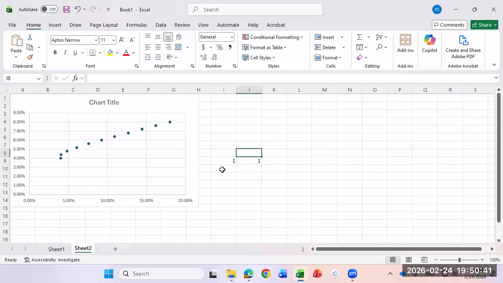Where did I put it? I can't find it now. There it is. Okay.